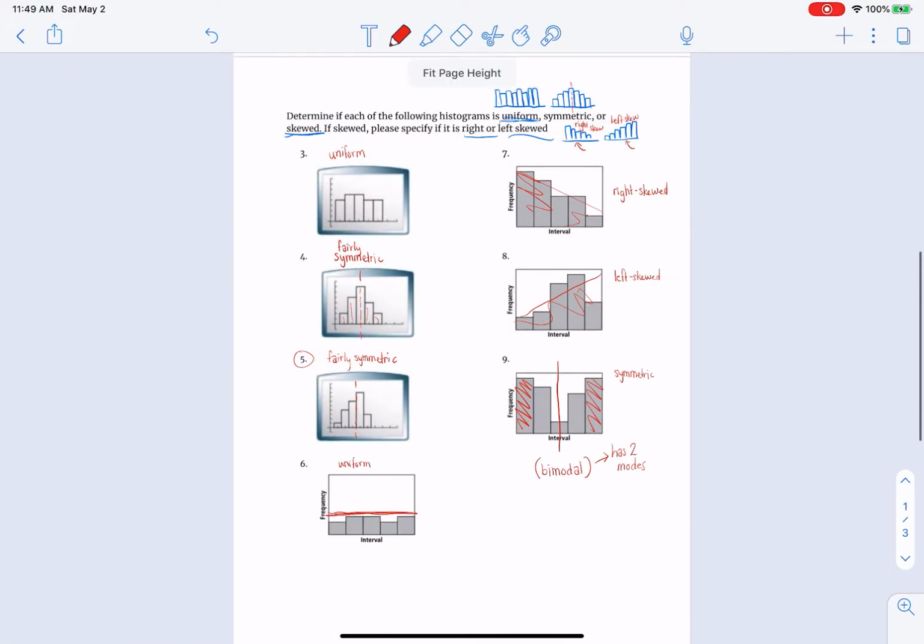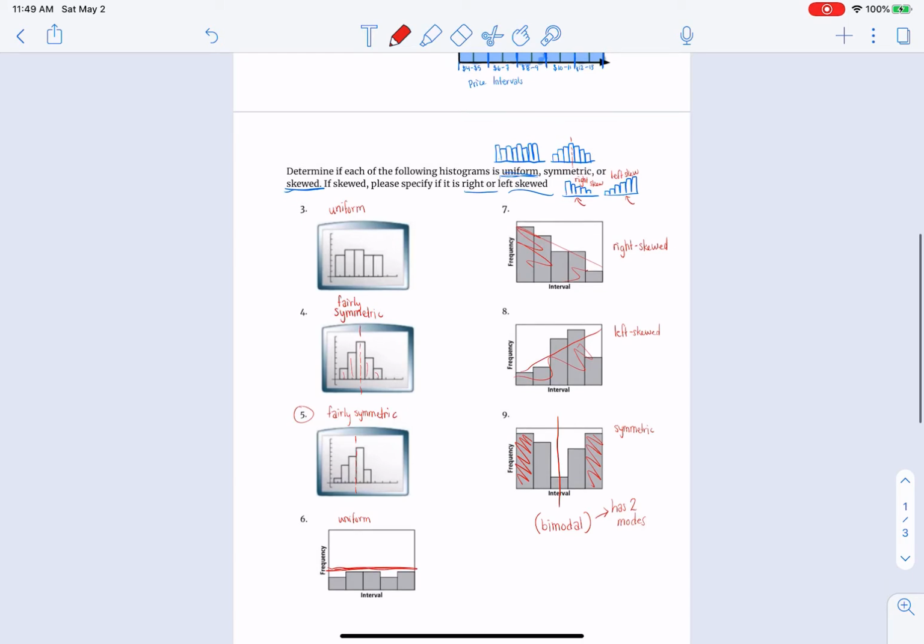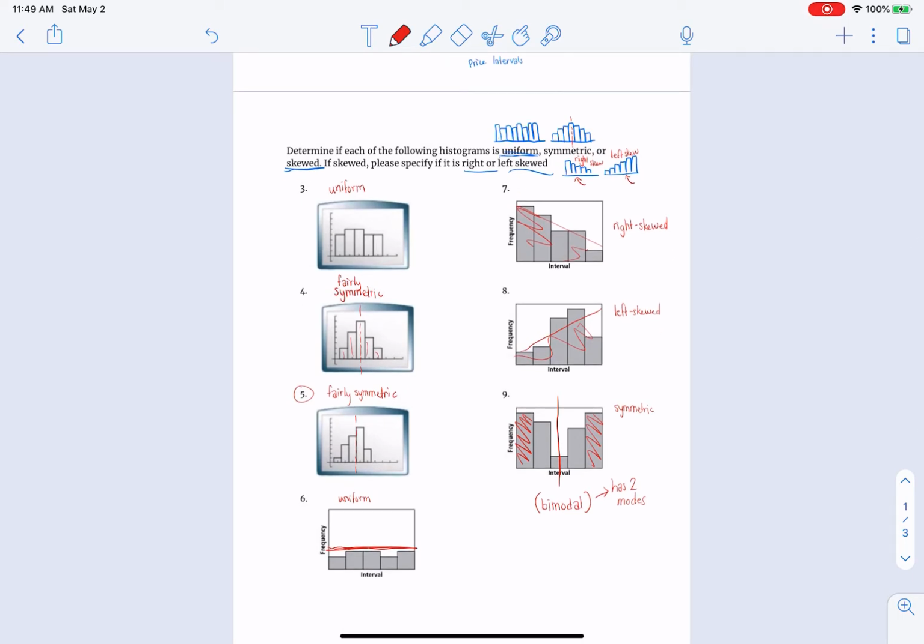All right. So when we look at histograms like this, like I said, it's not always going to be clear what it is, but you want to just do your best to classify them according to these classifications.